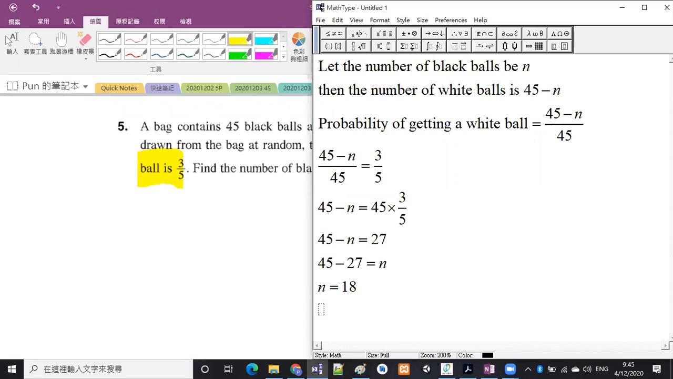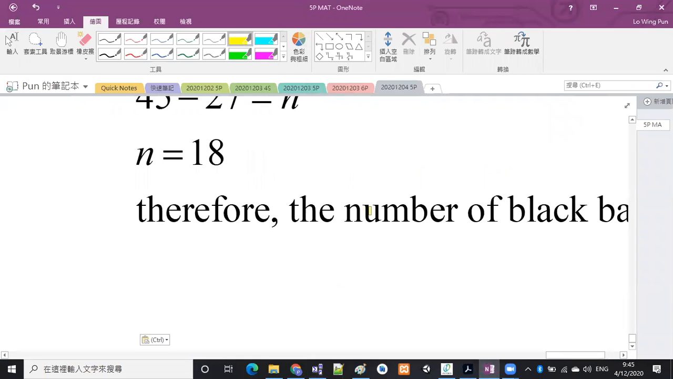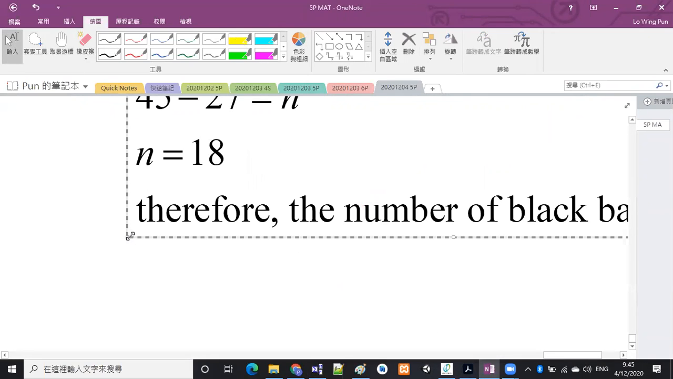Okay, therefore, the number of black balls is 18. And that is the answer. Can you get this?